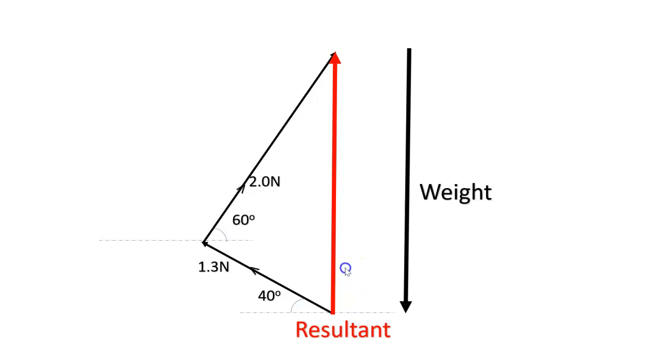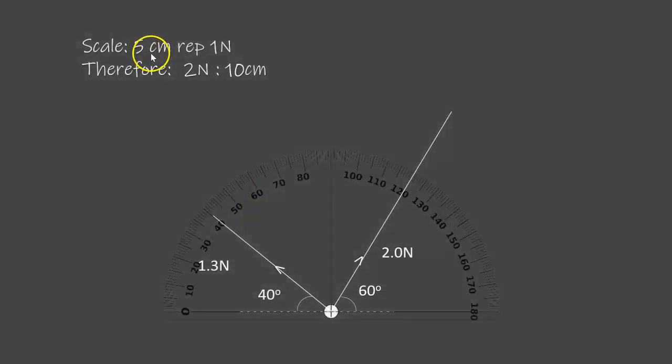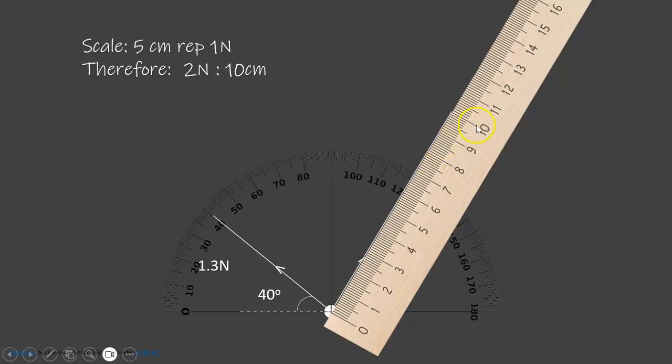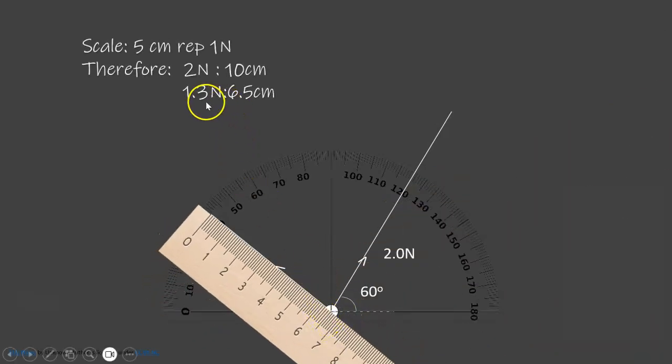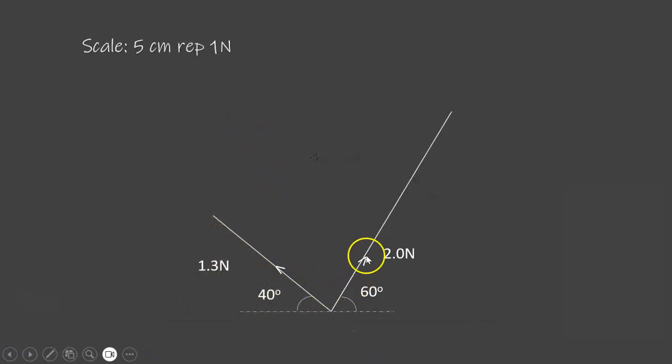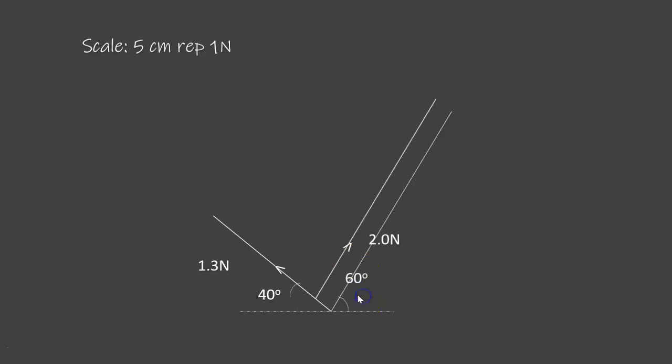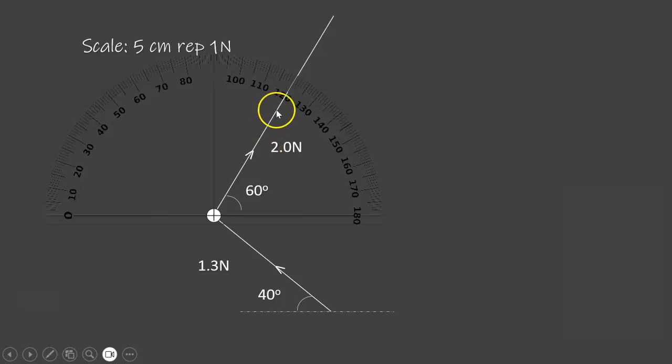To solve this problem, we use a scale of 5 cm to represent 1 Newton. Hence, the 2 Newton tension is represented by 10 cm, and the 1.3 Newton tension is represented by 6.5 cm. Next, we shift the 2 Newton parallelly upwards, making sure that it is 60 degrees to the horizontal. Then we draw the resultant force.